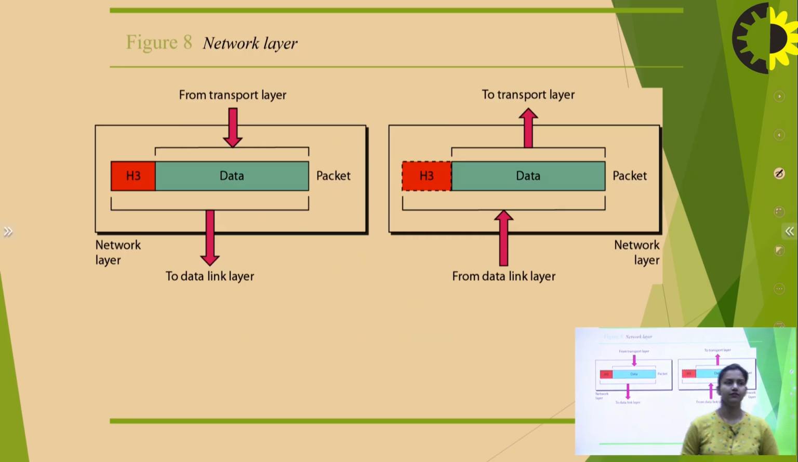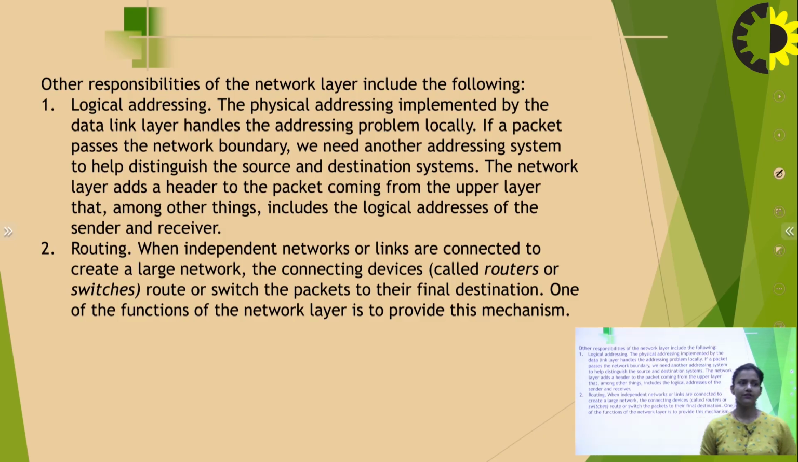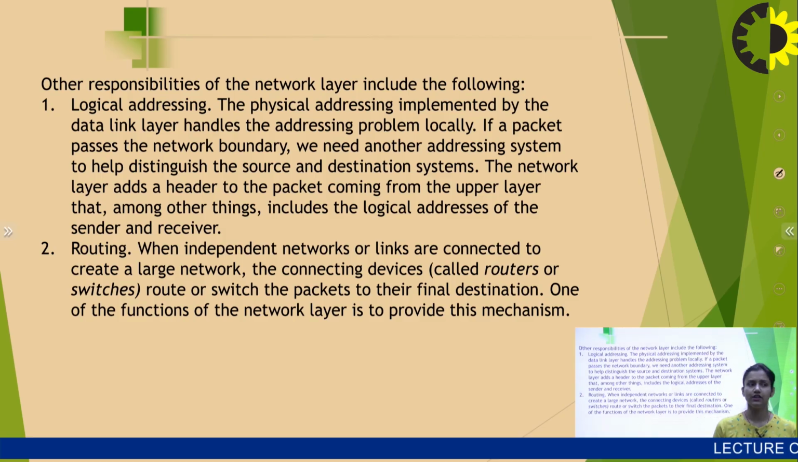Now next we have the network layer. It receives data from the transport layer of a sender and sends data to the data link layer. The network layer is responsible for the delivery of individual packets from source host to destination host. It handles logical addressing and routing. Independent networks or links are connected to create a larger network, with connecting devices such as routers and switches routing the packets to their final destination.